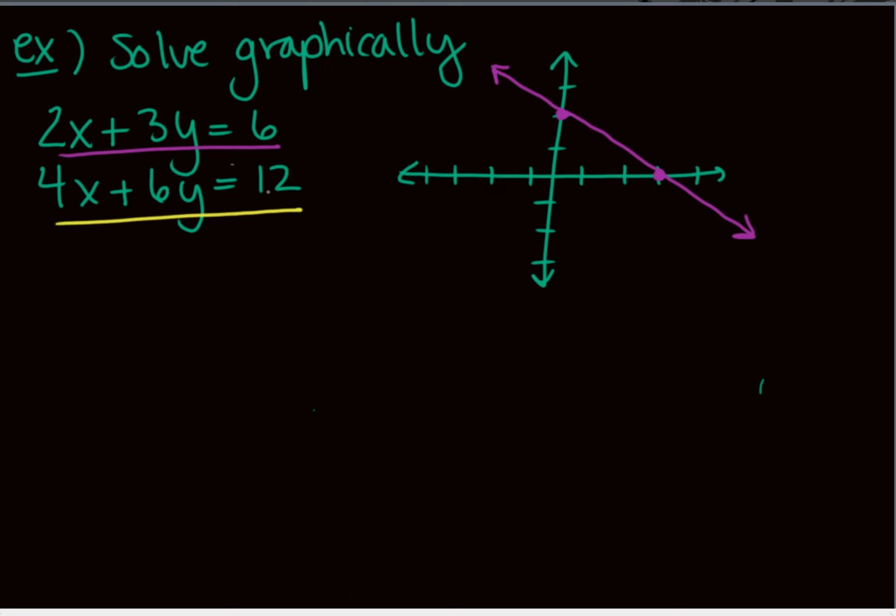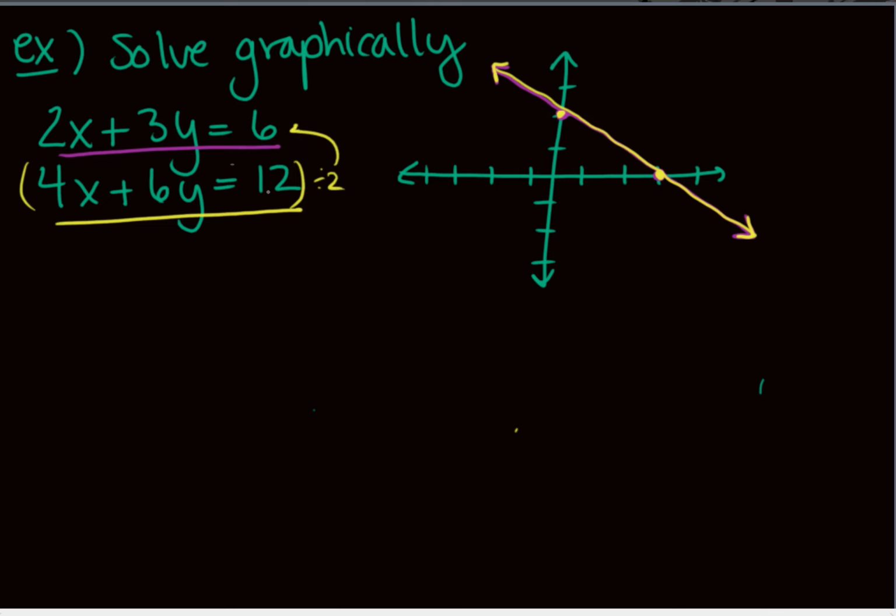And then let's look at the yellow one. If I let y be 0, then x is 3. Oh, look at this, interesting. If I let x be 0, y is 2. You guys, look at this. So I get basically the same line. And if you divide this second equation by 2, you'll see you just get that equation right there.